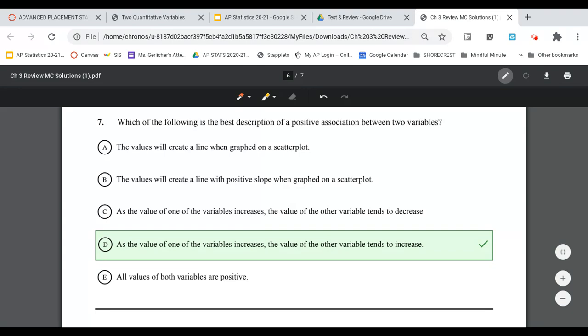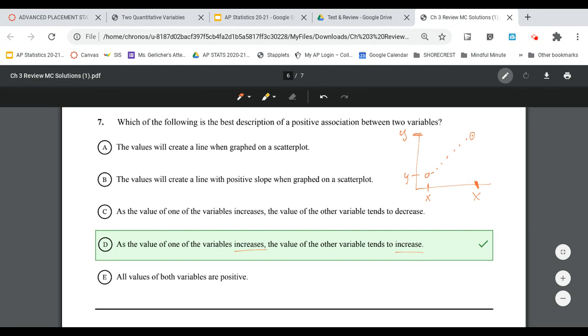Which of the following is the best description of a positive association between two variables? Well, positive association is something like this, a line with a positive slope. So notice that if you look at this point, your high x coordinates go with high y coordinates, and your little x coordinates go with little y coordinates. So as one variable increases, as x gets bigger, y also gets bigger.